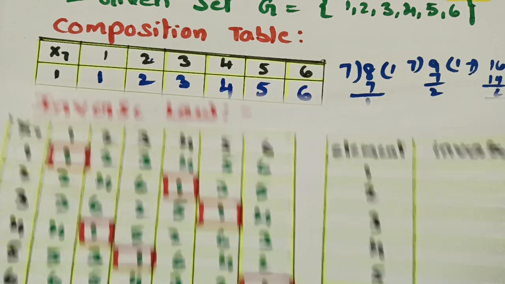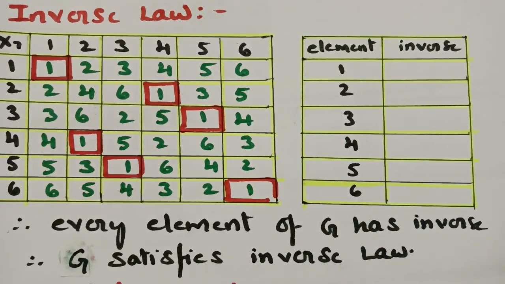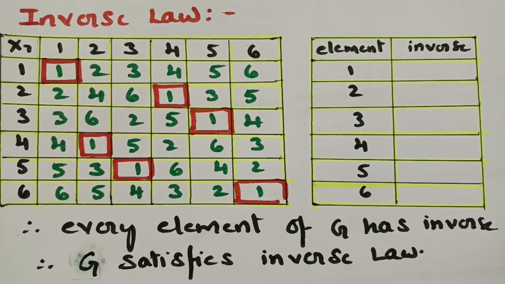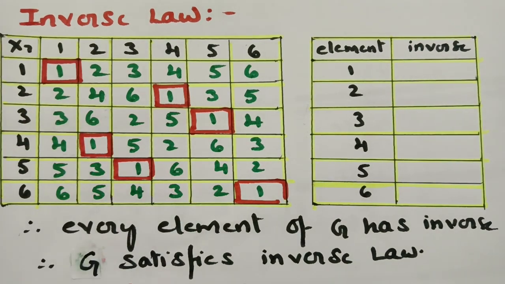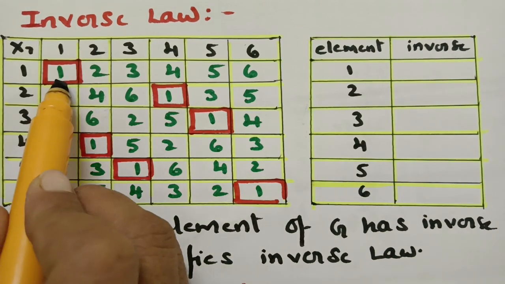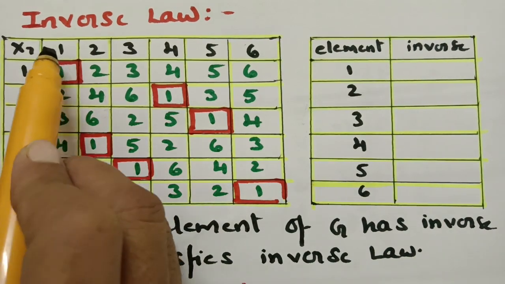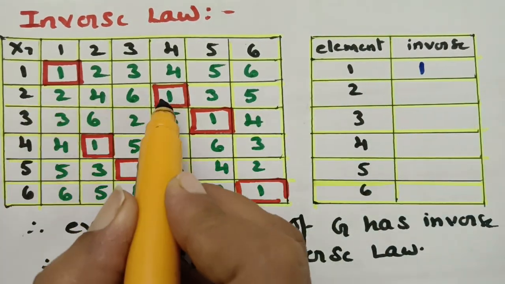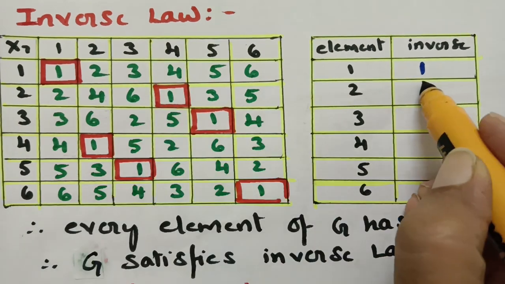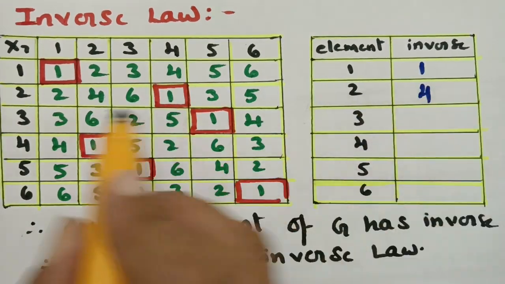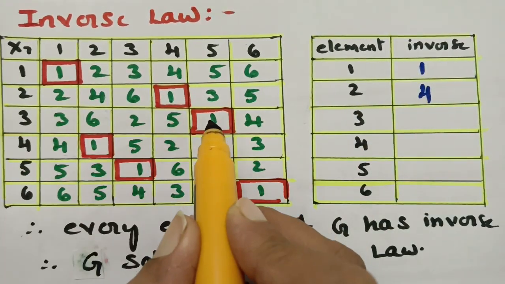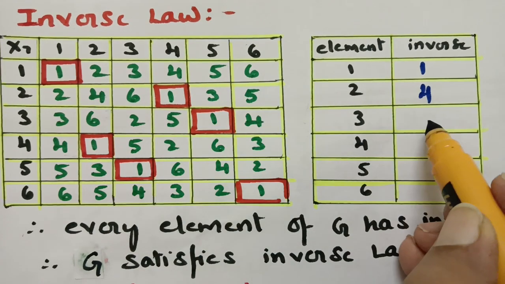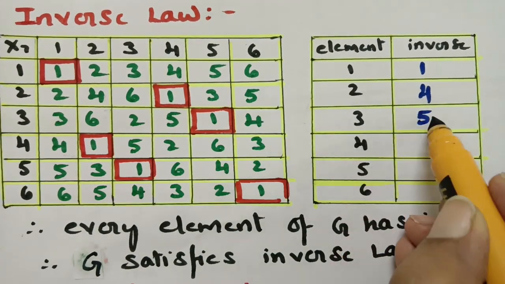And next one, coming to the inverse law, as you know that all the entries in the table are filled, and now 1 is the identity element. So for each and every element we have to check the inverse element. So we have to go with the identity element. For 1, the top element here is 1, and therefore the inverse of 1 is 1. For 2, if you go with the identity element, the top element is 4, and therefore the inverse of 2 is 4. And for 3, we go with the identity element, and here the top element is 5, and therefore the inverse of 3 is 5.